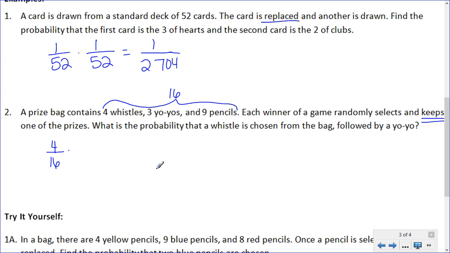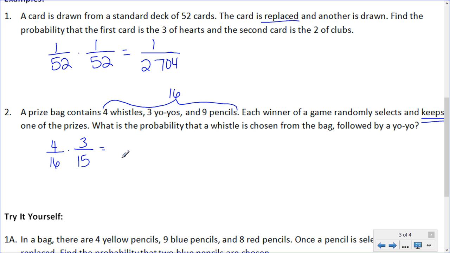And now we multiply that by the probability of drawing a yo-yo after a whistle has been chosen. So since a whistle would have been chosen first, it doesn't affect the number of yo-yos in the bag. There are still 3 yo-yos. But we started with 16 items and 1 was taken out. So now we only have 15.